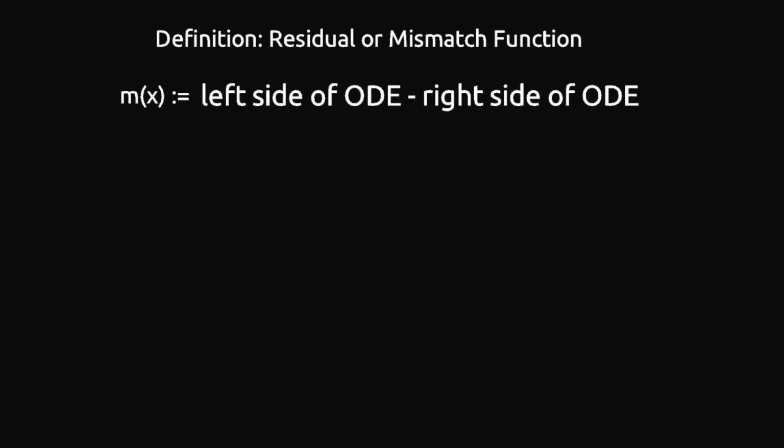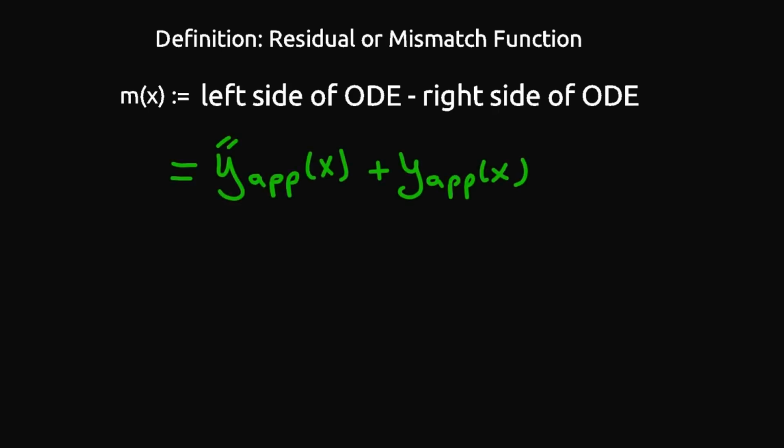I'm going to introduce a function which we call the residual or mismatch function. It's defined to be what we get when we plug our approximate solution into the differential equation, then take the left-hand side of the differential equation and subtract off the right-hand side. The order doesn't really matter. Left minus right or right minus left, either will work. In our example, the right-hand side of the equation was 0, so we just end up with this, which if we compute out is equal to 2c plus 1 plus cx squared.